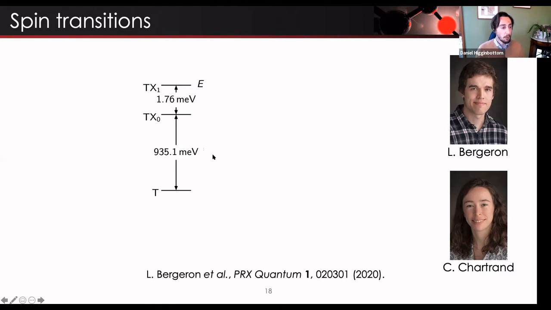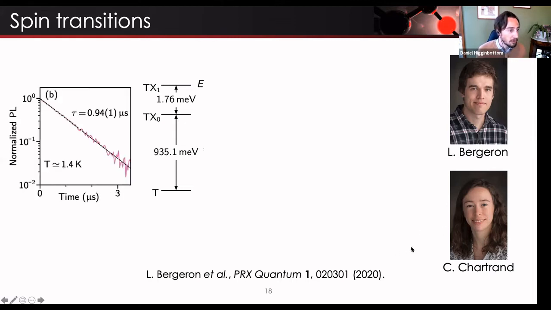Thermal population shifting between these two excited states causes homogeneous optical broadening as a function of temperature. It's negligible at about 1.5 Kelvin. Above that, it can actually be used as a thermometer. In work by our two students, Laura Bergeron and Kenny Chartrand, which was published last year, we measured the optical lifetime of the TX0 state and found it to be 940 nanoseconds, which, if the transition is sufficient, is indicative of a very strong dipole moment of 1.5 debye.